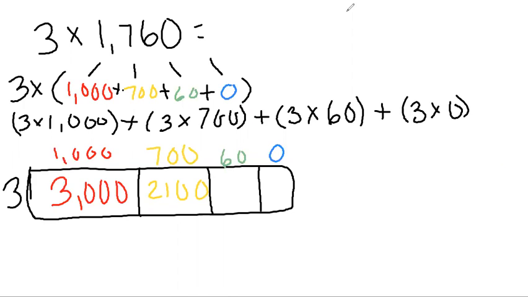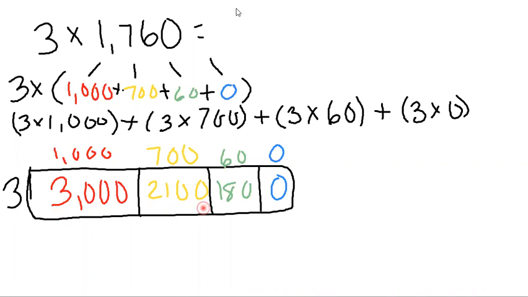Okay, let's check our work. 3 times 60. 3 times 6 is 18. And add your 1 0. And 3 times 0 is 0. Any number times 0 equals 0. You guys got that. Now I'm ready to add all four of my products.